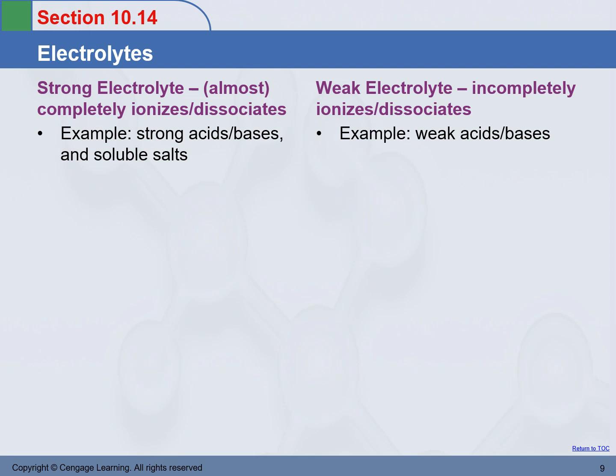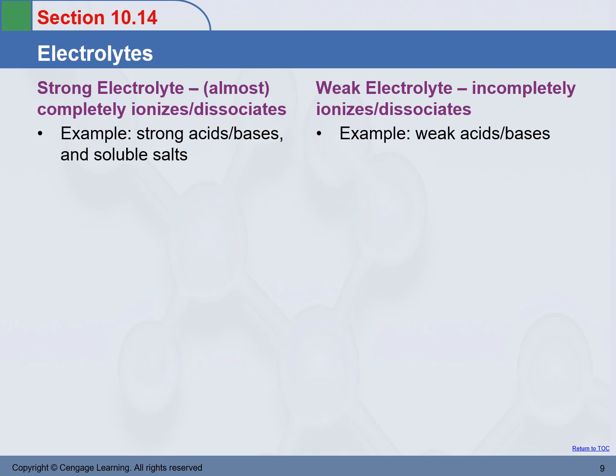Now, strong electrolyte and weak electrolyte. Strong electrolytes are substances that ionize or dissociate completely or close to completely. Strong acids, strong bases, and soluble salts. We know all soluble salts will dissociate into ions. Strong acids and strong bases are the ones that ionize or dissociate 100% or close to 100%. So those are strong electrolytes.